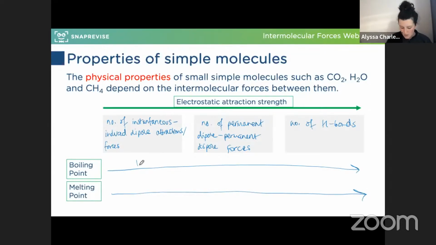Yeah, good. So boiling point and melting point increase because why? Why do the boiling points and melting points increase as we increase the number of attractions we've got? What can we do to explain it? Anyone know?